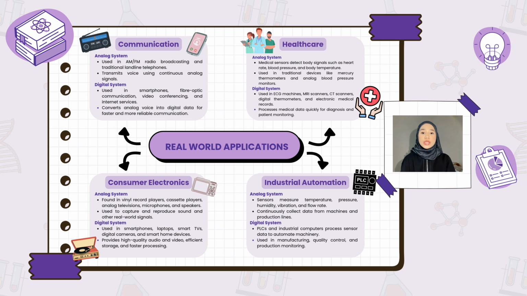And then the last application is industrial automation. Factories use analog sensors to measure physical conditions such as temperature, pressure, humidity, and also vibration. These analog signals are then converted into digital data and processed by programmable logic controllers or PLCs to control the machine automatically. This will improve the production efficiency, reduce human error, increase product quality, and also create a safer working environment. Therefore, both analog sensing and digital processing are essential in the modern manufacturing industry.